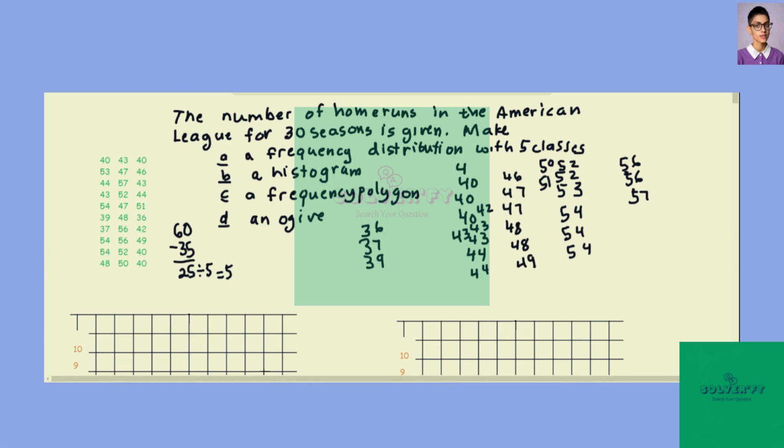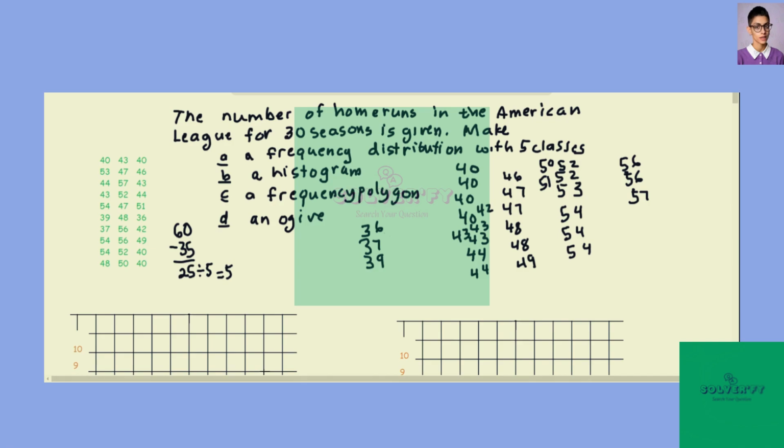40, 40. Okay, remember we had 30 here, so we better count, make sure we got everybody somewhere. 1, 2, 3, 4, 5, 6, 7, 8, 9, 10, 11, 12, 13, 14, 15, 16, 17, 18, 19, 20, 21, 22, 23, 24, 25, 26, 27, 28, 29, 30. Yay.